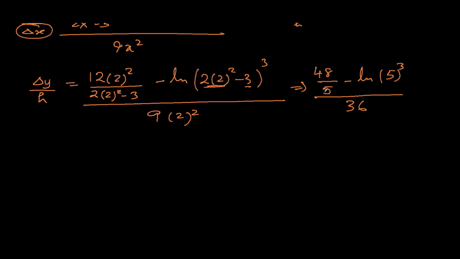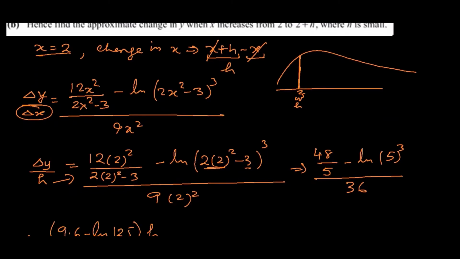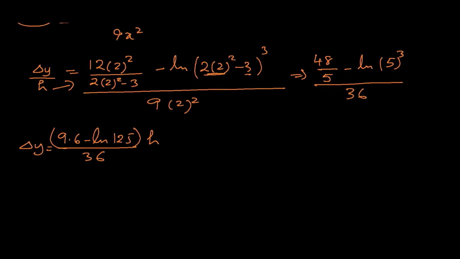So 48 divided by 5 will be 9.6 minus natural log 125 over 36, and delta y equals, and now this h will go and multiply with the numerator. Are they asking for the exact value or the decimal value? Approximate change. That means we can express our answer in decimal. Let me do this with my calculator.